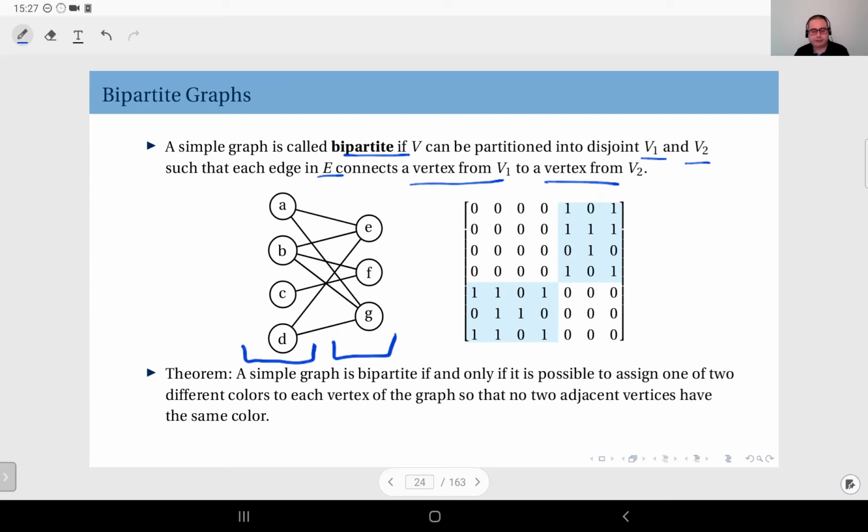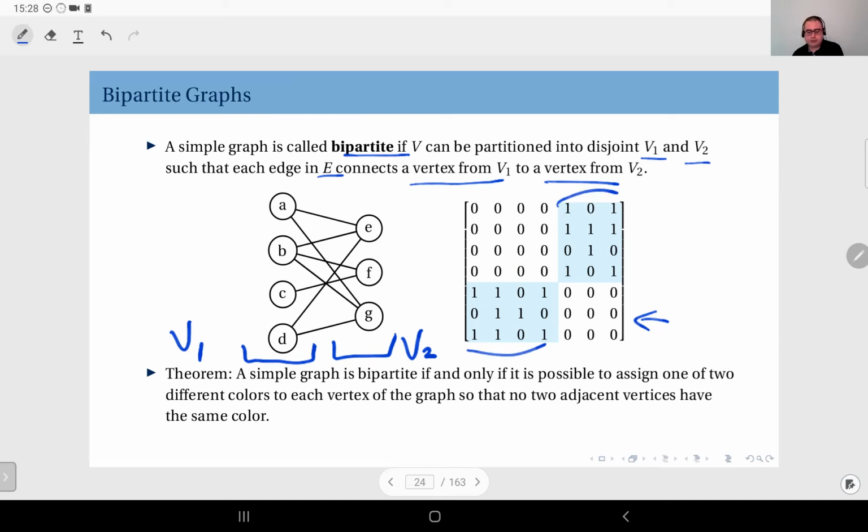So you see A, B, C, D form V1 in this example, and E, F, G form V2, and A, B, C, D do not have any edges among them. Similarly, E, F, and G do not have any edges among them. When you set up the adjacency matrix of such a graph, you see that the matrix turns out to be a block matrix where the upper left block is all zeros and the lower right block is all zeros, and all the connections are from one block to the other.